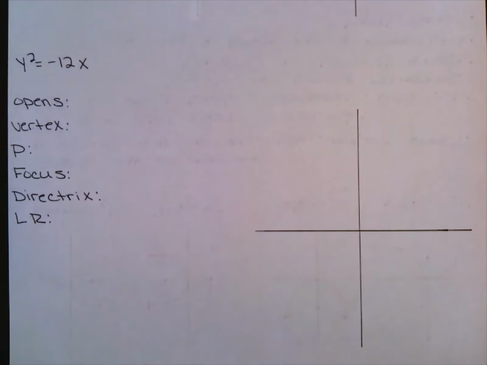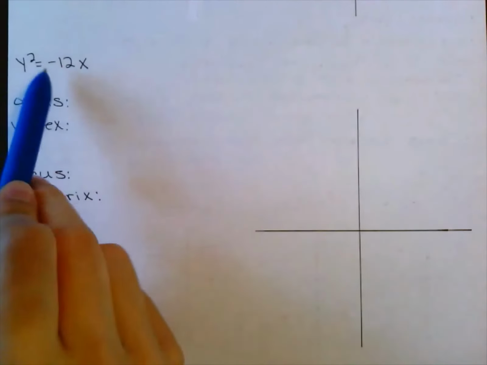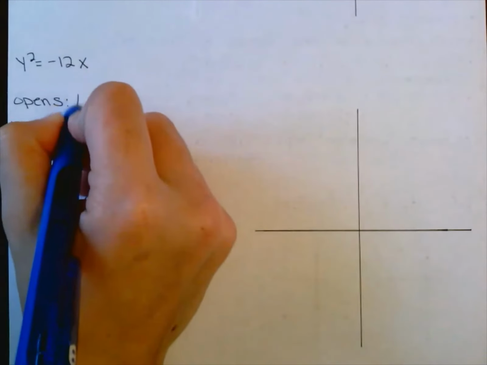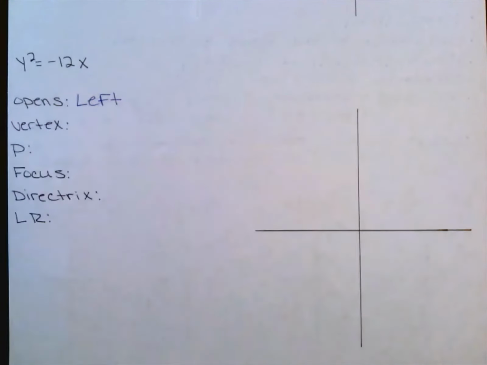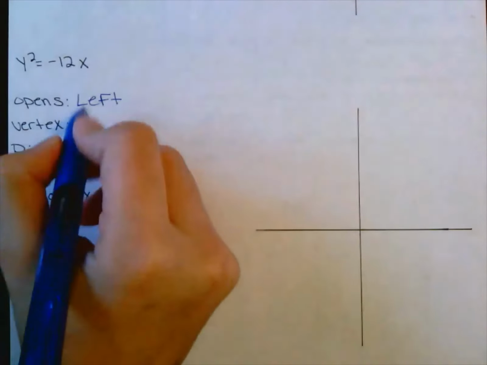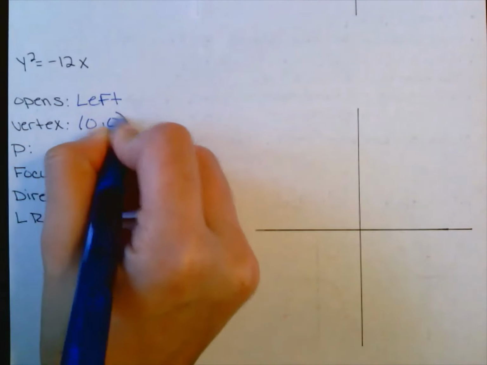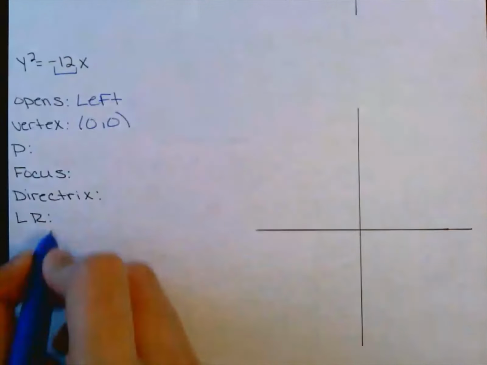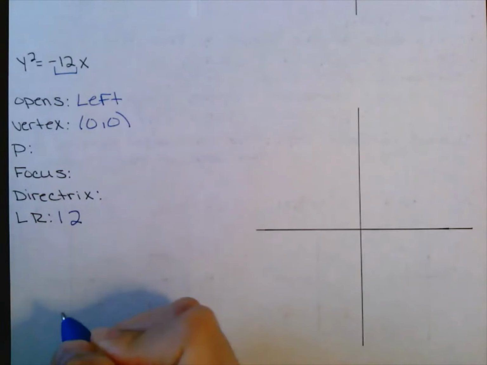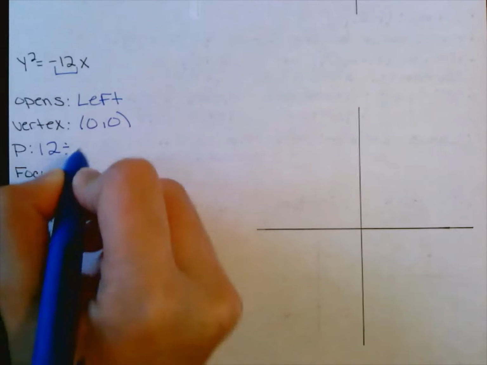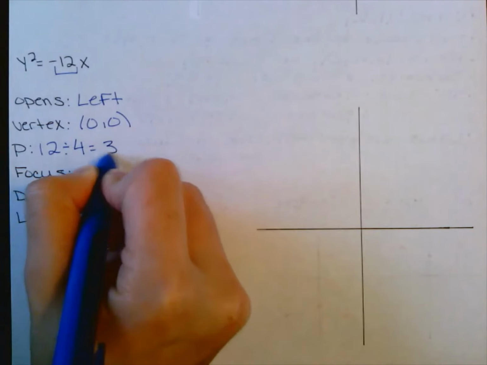The equation reads y squared equals negative 12x. So I have a negative and I have a y squared, so I know that this is going to open to the left. Again, I do not have numbers being added or subtracted to the x and the y, so my h and k, my vertex, is 0, 0. This number here is a 12, which is going to be my LR. And I know in order to solve for that P, I have to divide that number by 4. Okay?